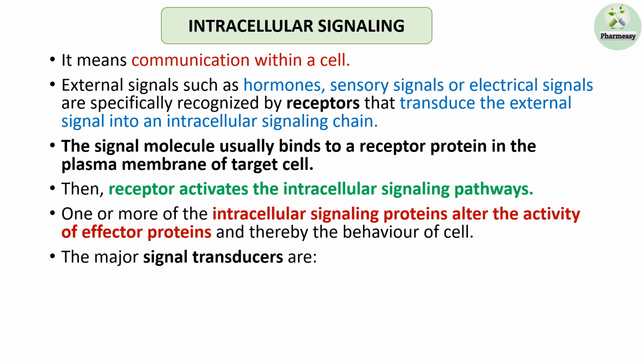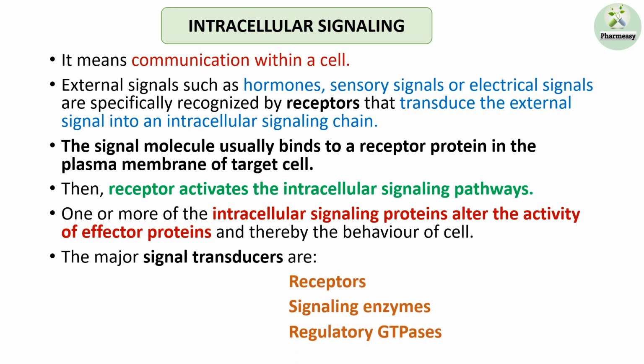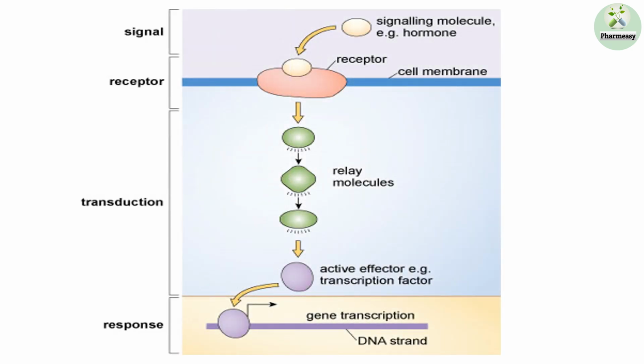The major signal transducers are receptors, signaling enzymes, and regulatory GTPases. According to this figure, the intracellular signaling pathway has various stages: signal, receptor, transduction, and last is response. So, signaling molecules such as hormones bind to the receptor present on the cell membrane.